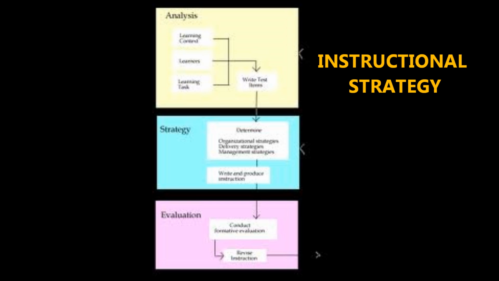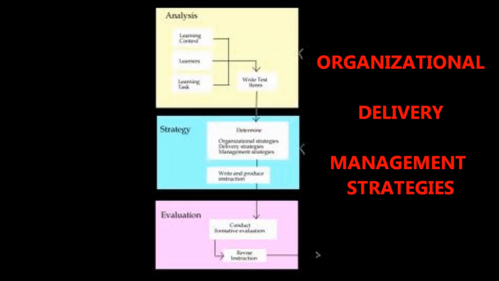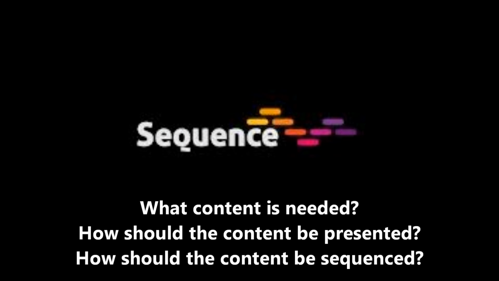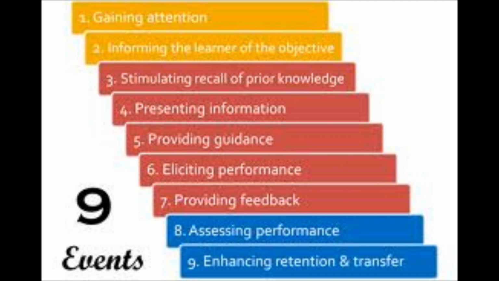Smith and Reagan believe that instructional strategies should be in 3 parts: organizational, delivery, and management strategies. Let's first focus on organizational strategies. Smith and Reagan discussed that the organizational strategy focuses on how instruction should be sequenced. The authors urge instructional designers to focus on these 3 questions: what content is needed, how should the content be presented, and how should it be sequenced.